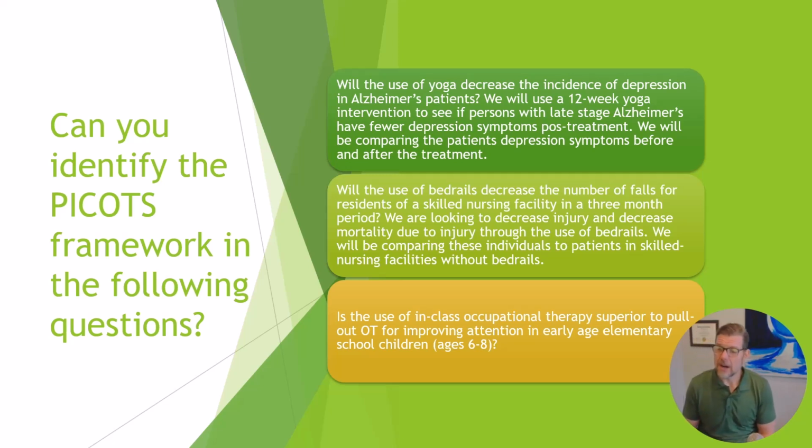O, what's the outcome? The outcome that we're looking to make an effect on is depression. Whether or not we actually see an improvement in depression symptoms. T, what's the time frame? That's the 12-week yoga intervention. And then S, what's the setting? The setting for us, we actually don't see what the setting is. Maybe the setting is the yoga treatment. Or excuse me, the yoga class.